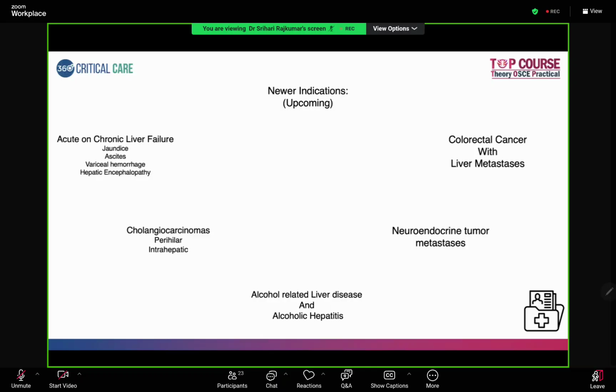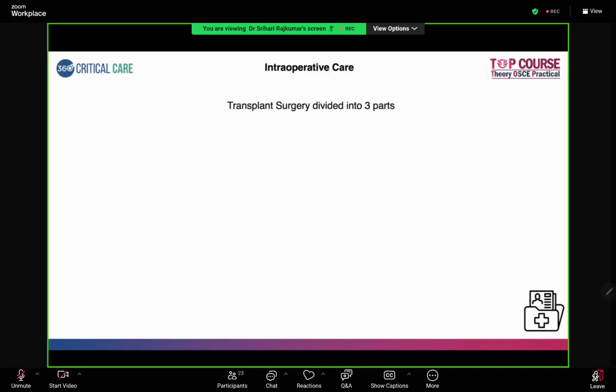Now, all these areas may sound controversial, but they are upcoming indications and they have certain criteria under which they can be taken up for transplant. Like I said, for HCC, under the Milan criteria, if one lesion is there, this is the amount of centimeters that should be there. And if there are three lesions, this much size should be there. And there should not be any invasion or any other metastasis.